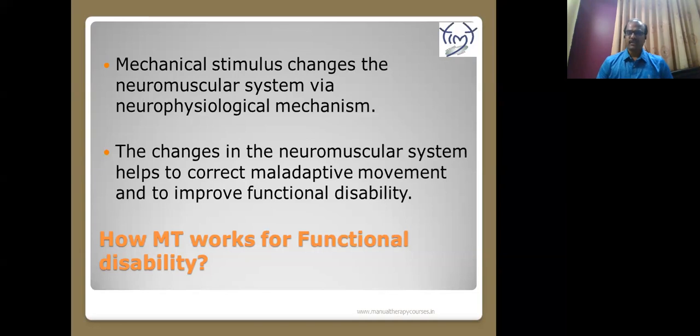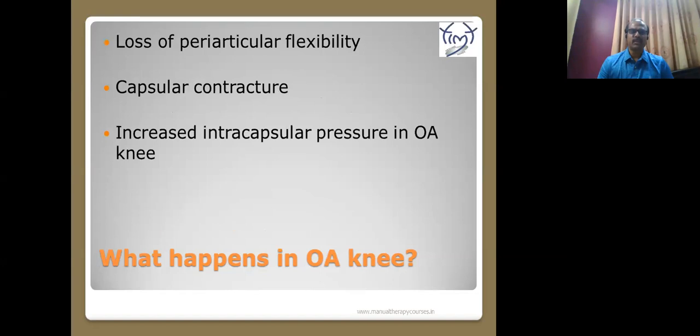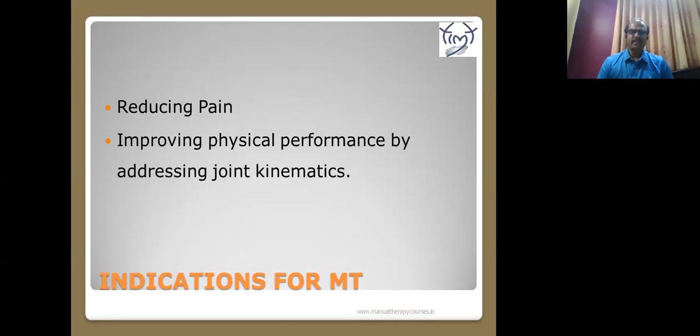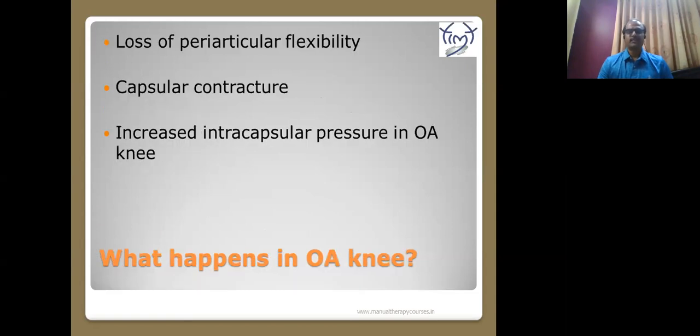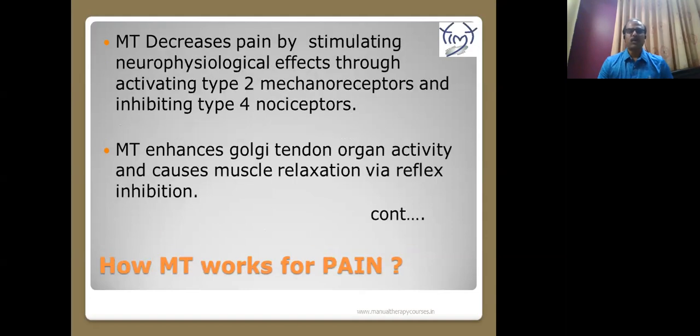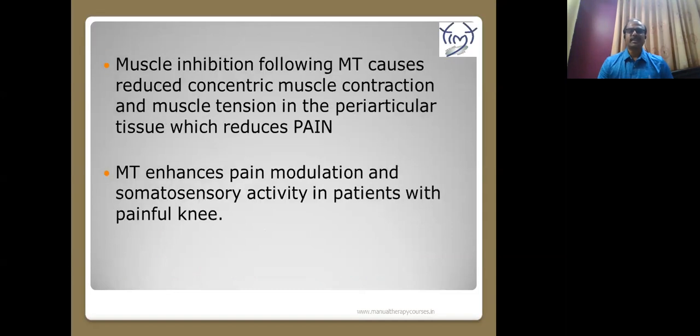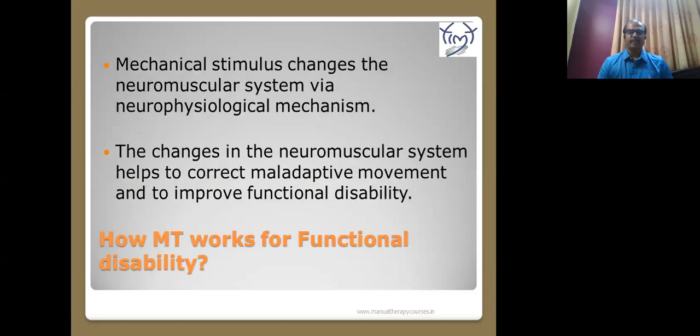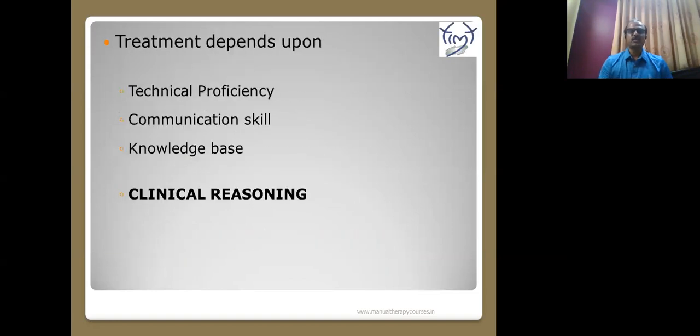So as we look, there are two things which we talked about here. What manual therapy does is reduce the pain and improve the physical performance. This is what happens in the OME, and how manual therapy works, through neurophysiological effects and inhibition, which causes changes in concentric muscle contraction and muscle tension in the periarticular structures, which reduces the pain. Coming back to the treatment.